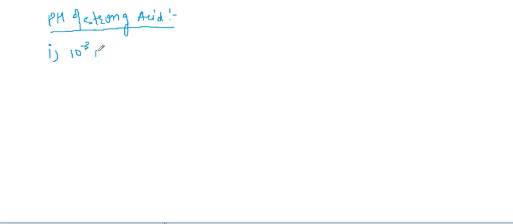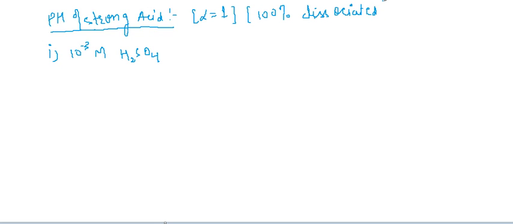Let's take 10 to the power minus 3 molar H2SO4. What will be the pH? We call it a strong acid when alpha is 1, which means it is 100% dissociated. Now it is 10 to the power minus 3 H2SO4, and H2SO4 will convert to 2H plus plus SO4 minus 2.